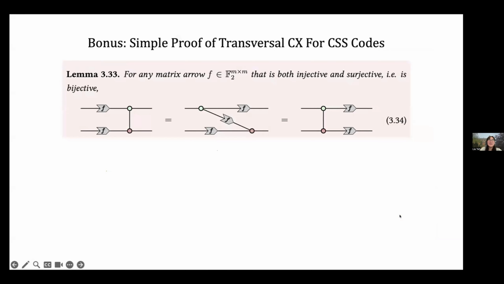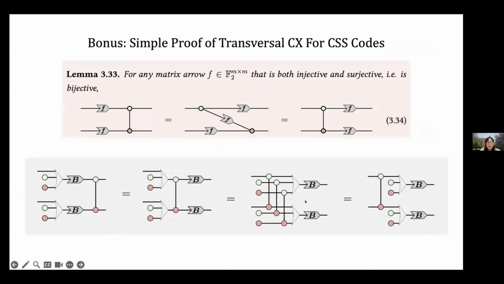This particularly lets us have really convenient proofs of certain properties of CSS codes, specifically transversal CNOT. I'll just show it for the k equals 1 case, but you could do some teleportation protocol between code blocks to get arbitrary k greater than 1. But this actually just follows in a really nice way from the scalable rewrite rules for matrix arrows and Z and X spiders.